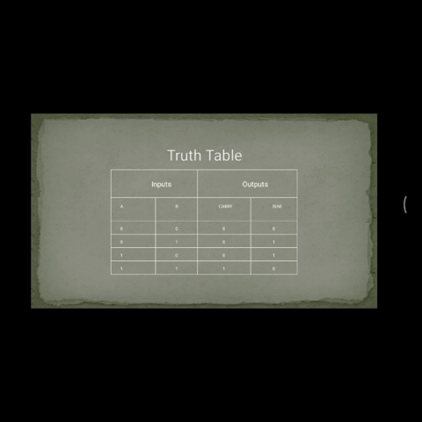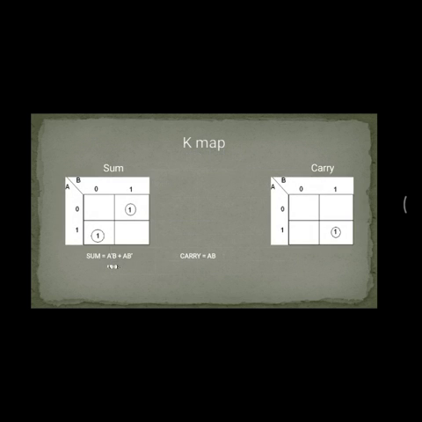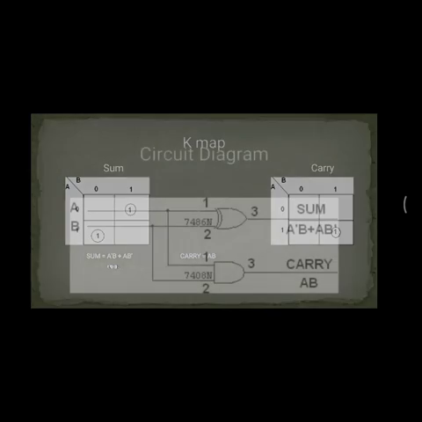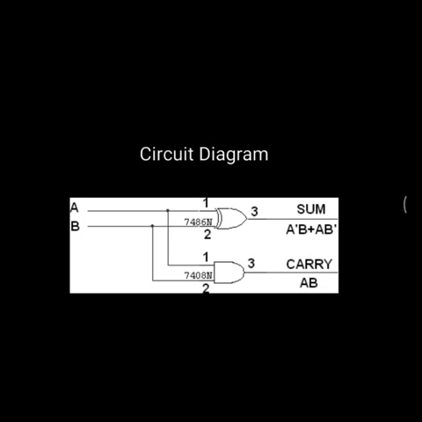These are the truth tables of the half adder. By giving certain inputs, we get the respective carry and sum as outputs. Next is the K-map of the half adder. We get carry equal to AB. This is the circuit diagram of the half adder.